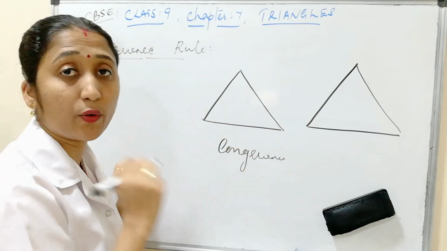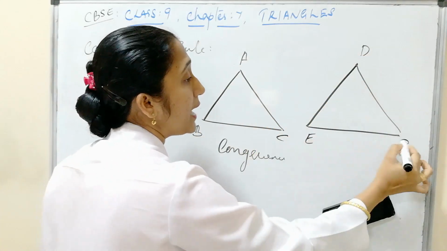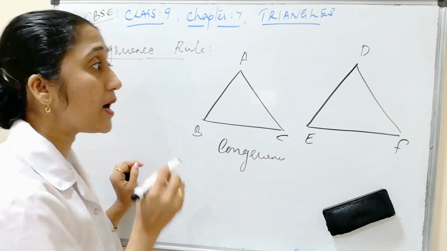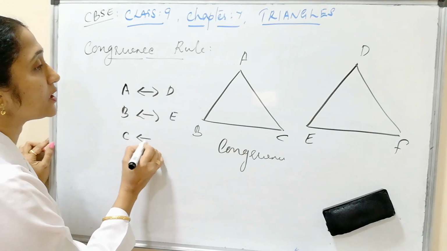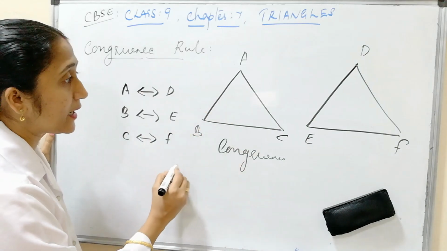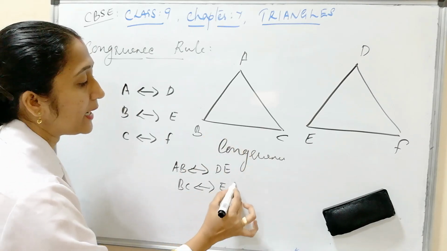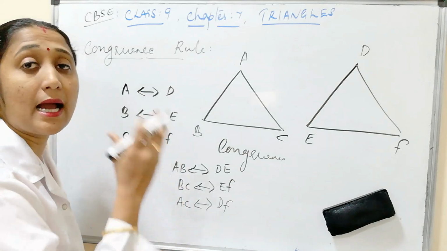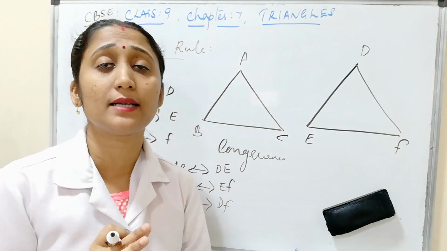So these two figures are congruent. Here we are taking ABC as a triangle and DEF as another triangle. Then the corresponding corners are: A corresponds to D, B corresponds to E, and C corresponds to F. The corresponding sides are: AB corresponds to DE, BC corresponds to EF, and AC corresponds to DF. These are the corresponding angles and the corresponding sides. Any two figures of the same size and shape are called congruent figures.